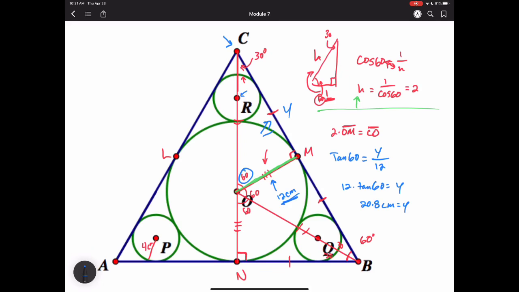Now that is only segment CM here, okay? And they asked for the entire side length of this equilateral triangle, right? So if we know that CM is half of the length of CB, we're just going to multiply it by 2. So segment CB is equal to 41.6 centimeters. And there you have it. We have gotten now the radius of circle O and the side length of your equilateral triangle. There you go.